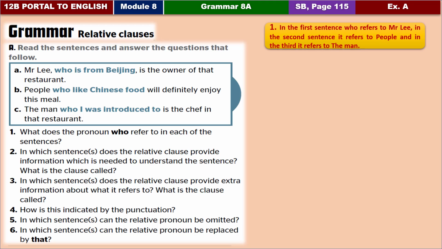In which sentence or sentences does the relative clause provide information which is needed to understand the sentence? What is the clause called? Yes, the answer is sentences B and C, and this is called defining relative clause.